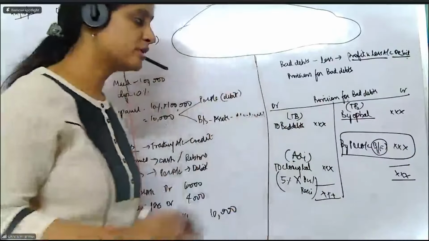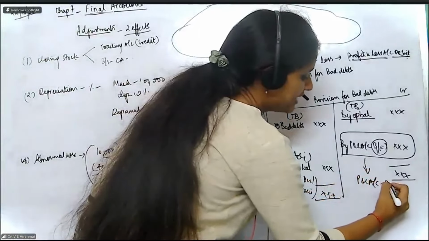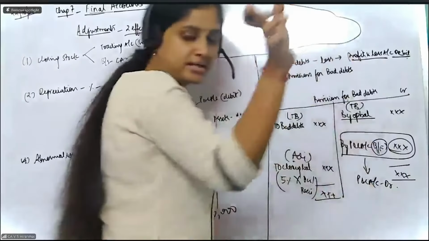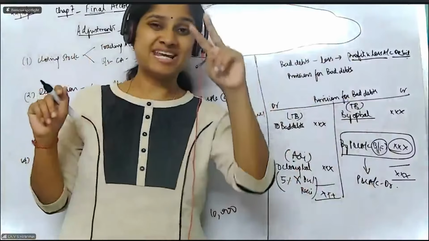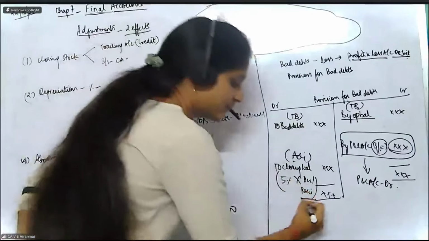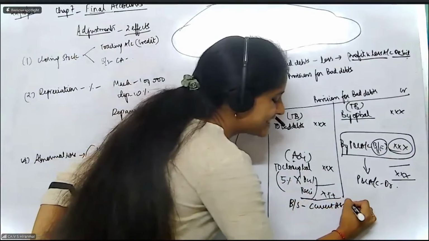Now, what should I do? Where should I show? This will go into your P&L account on the debit side. Whatever amount you're getting here will go into your P&L account debit side. Okay, madam. Then what about the balance sheet? Second effect, where will it go? It will go into the balance sheet, under current assets with the receivables.